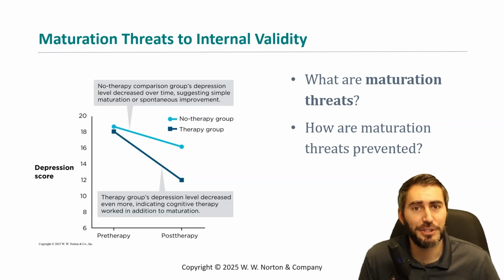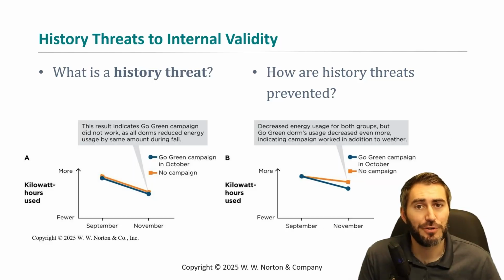Thus, the effect of maturation could be subtracted out when interpreting the results of the study, and a maturation threat has been prevented. After subtracting out this maturation effect, if a change is still present, which it is here, then we can say there truly was an effect of the treatment, and that the change didn't simply come from that maturation effect. The next threat is called a history threat.